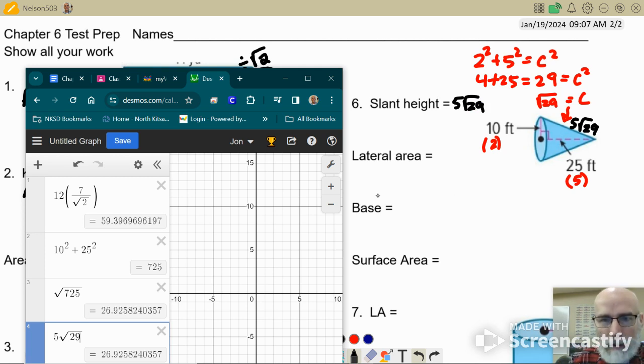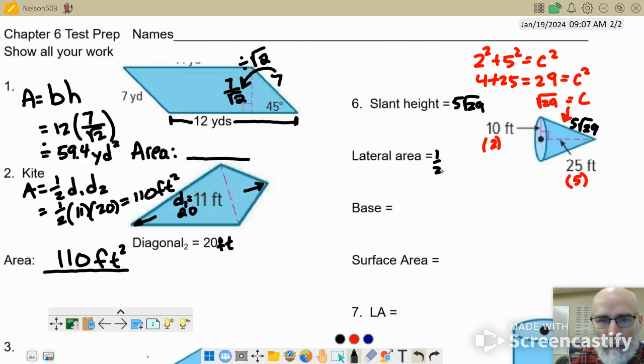The lateral area is 1/2 the perimeter times the slant height. The perimeter of the base, since it's a circle, is pi times diameter, so that's going to be 20 pi. Let me put that right up above the perimeter. And then we're going to take that times the slant height, which is 5 square root 29.